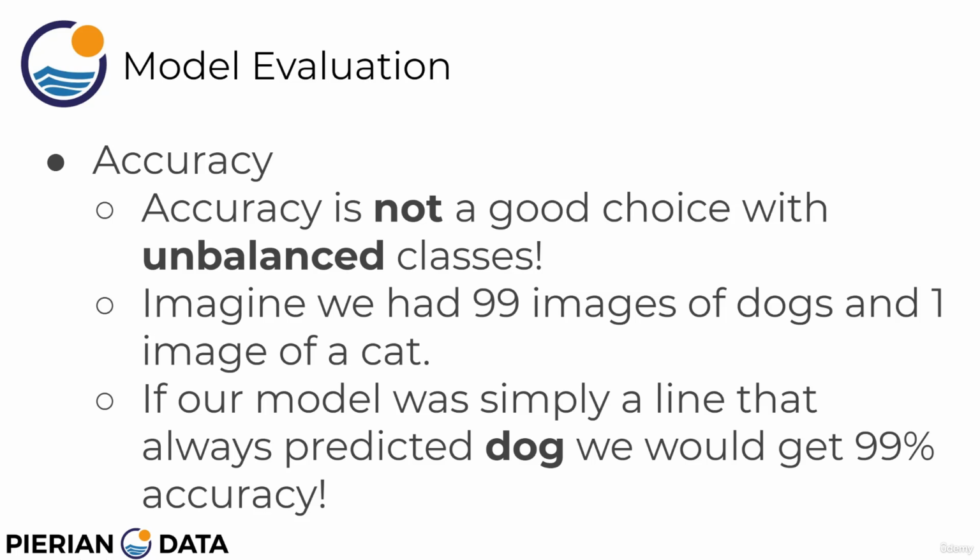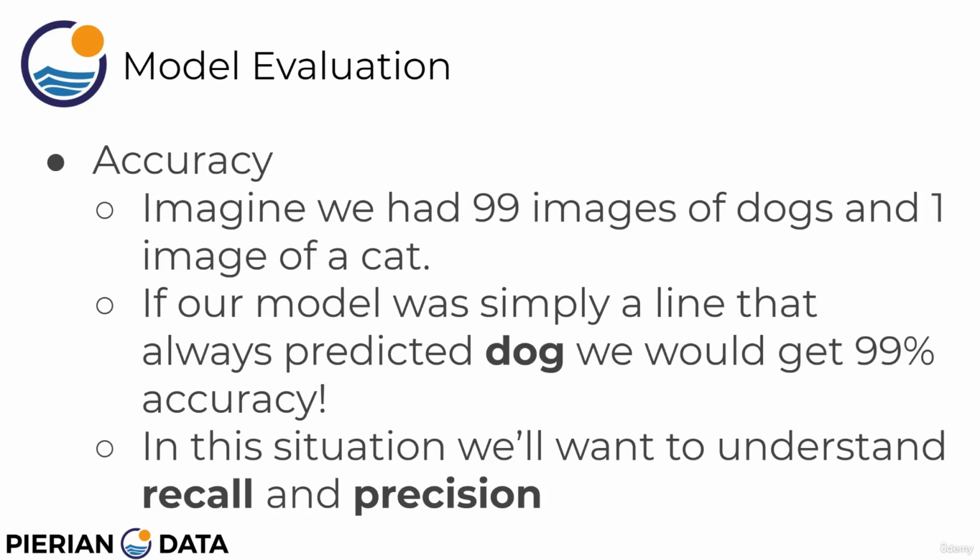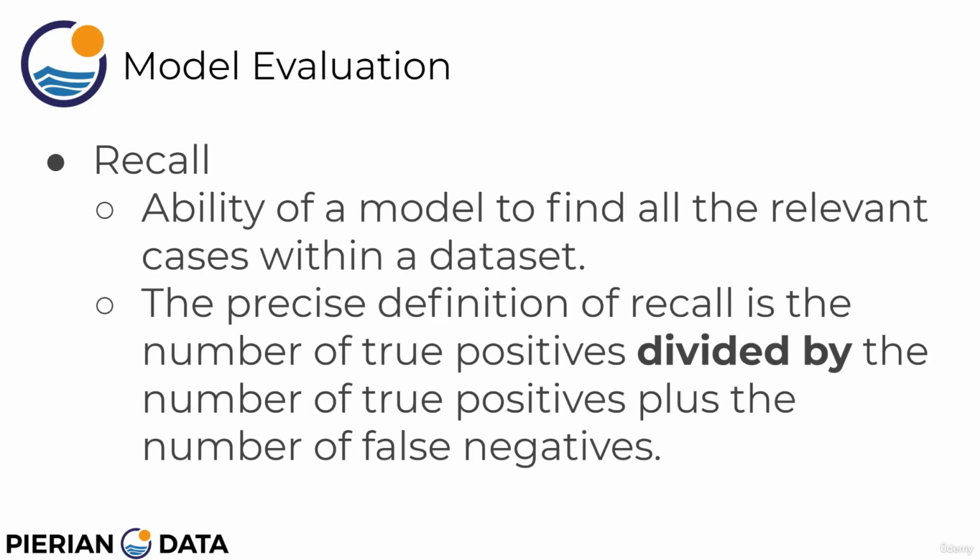So that's why you have to be aware of the downside of accuracy. And the downside really comes when you have an unbalanced class situation. If your classes are roughly balanced, then accuracy is a very nice intuitive metric to understand. However, if you have an unbalanced class, you can see in this particular situation where it starts to represent a problem. And that's where the other metrics come into play. So again, in this situation, we'll want to understand recall and precision. That helps us understand how well it's performing on unbalanced classes.